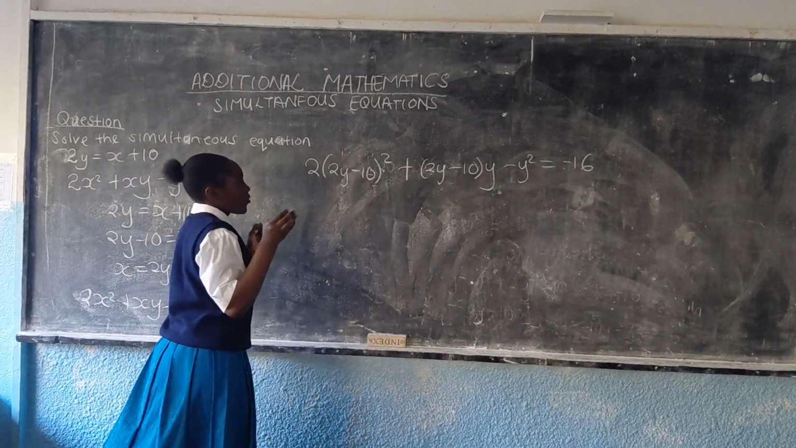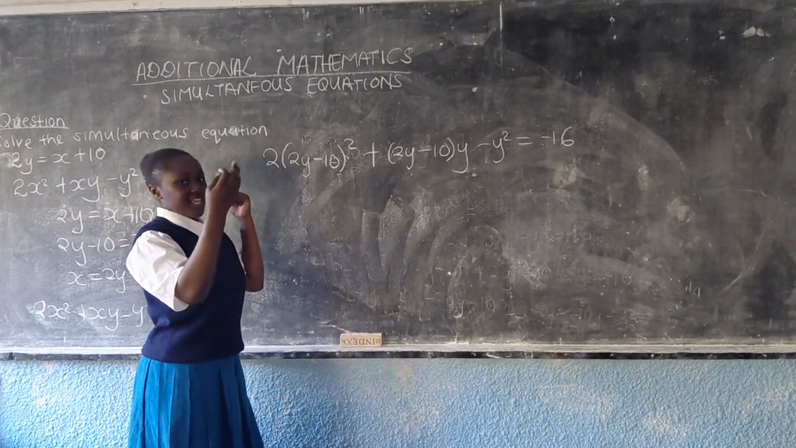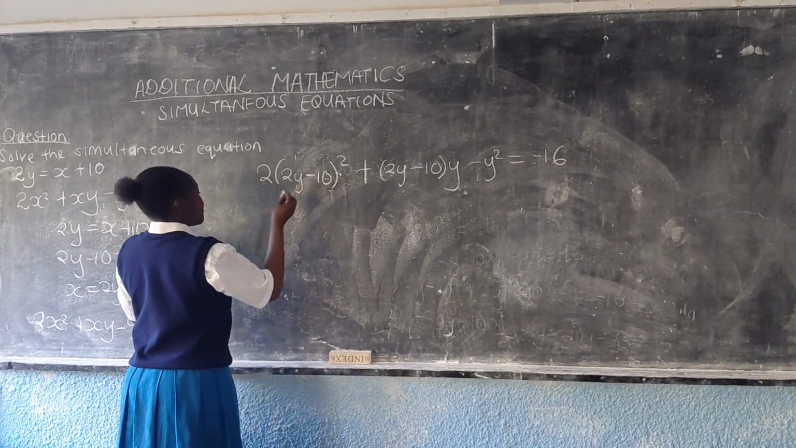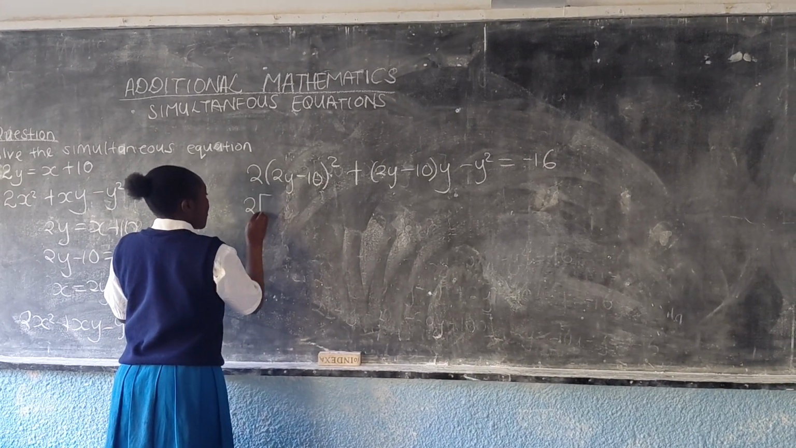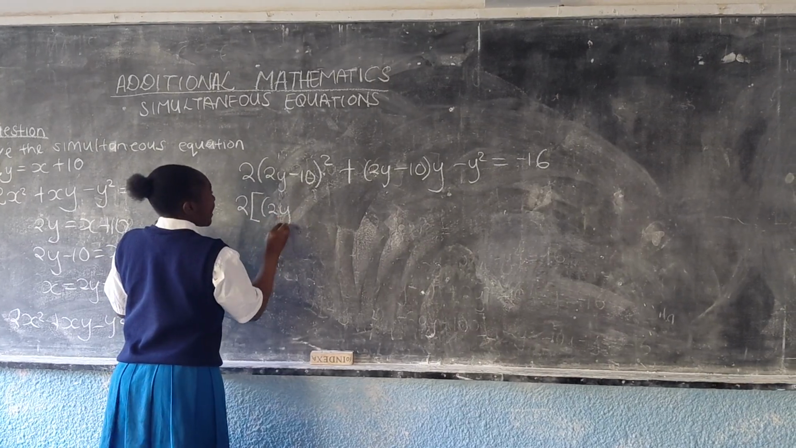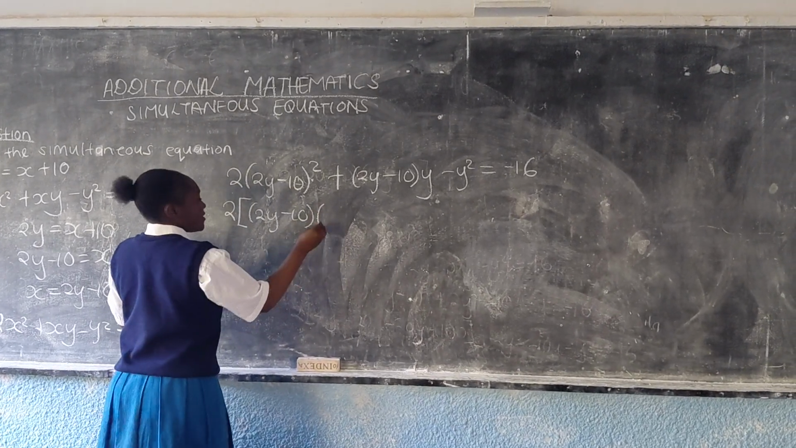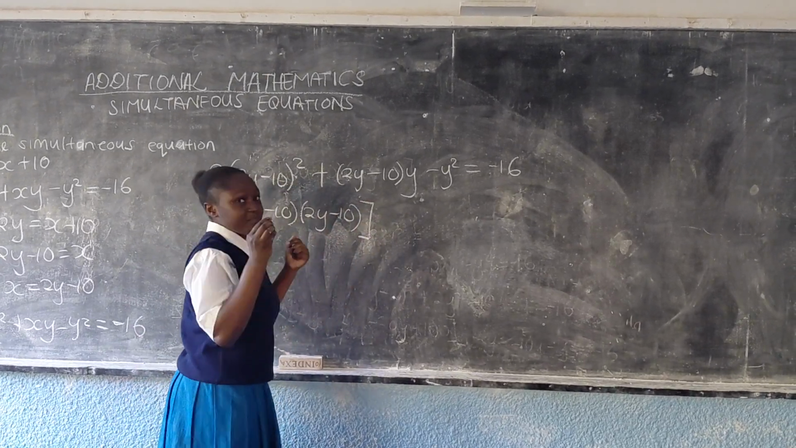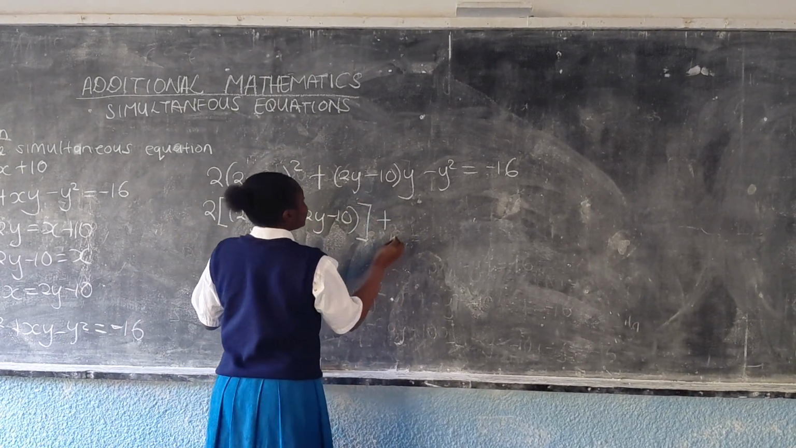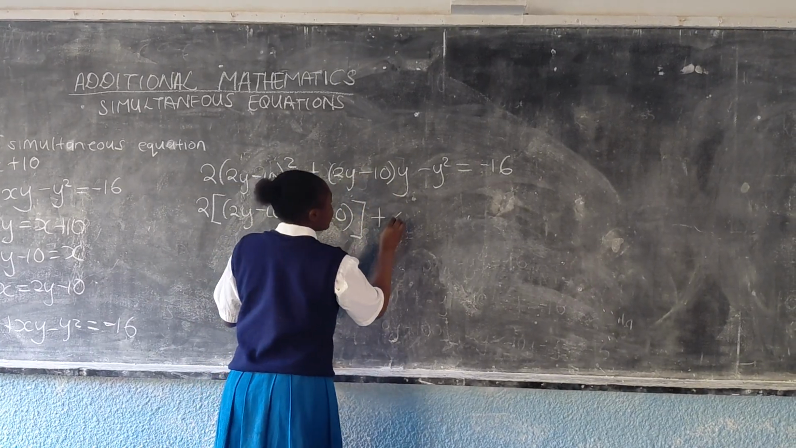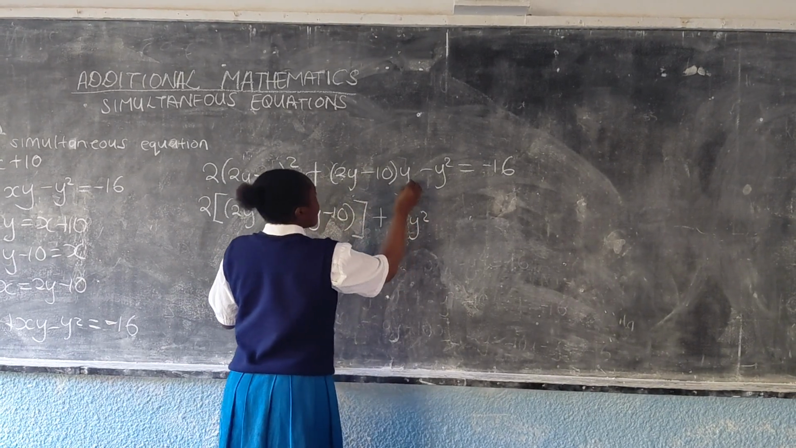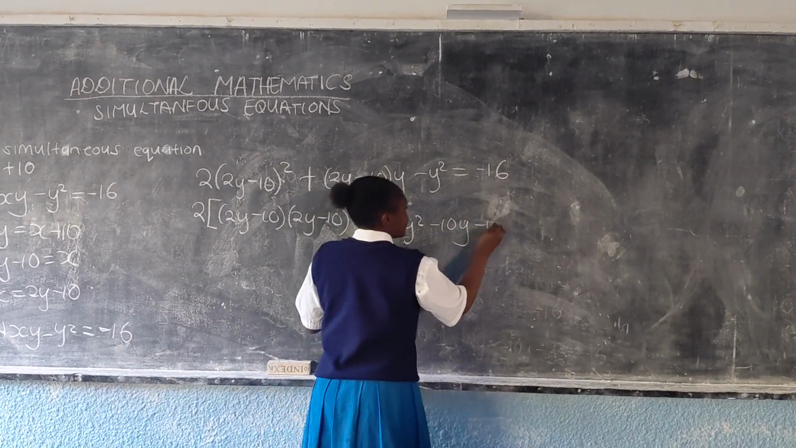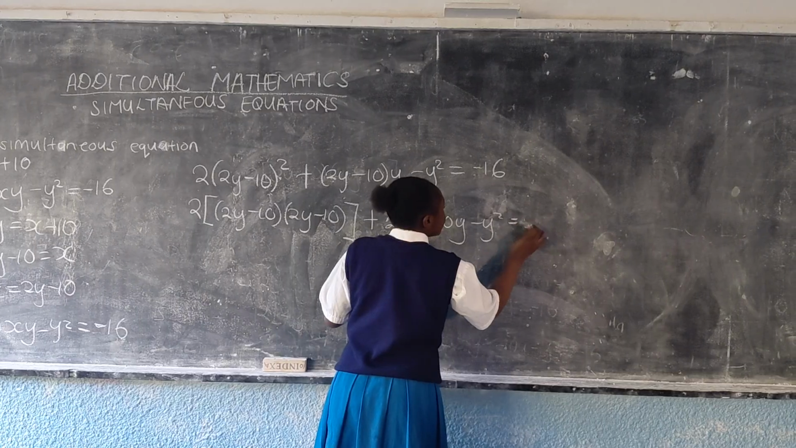At this point in time, we're going to solve this equation by starting with the values that are in the brackets. So, we're going to write 2 open bracket, then (2y − 10) multiplied by (2y − 10) because it's squared, meaning it's supposed to be multiplied by itself, plus y times 2y will give us 2y². y times negative 10 will give us negative 10y, minus y² = −16.